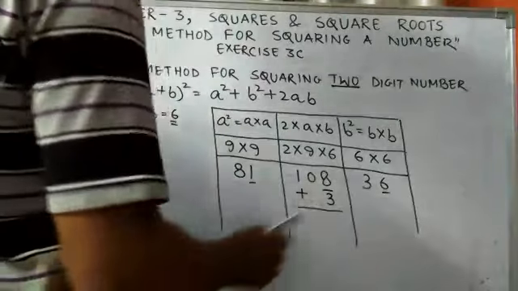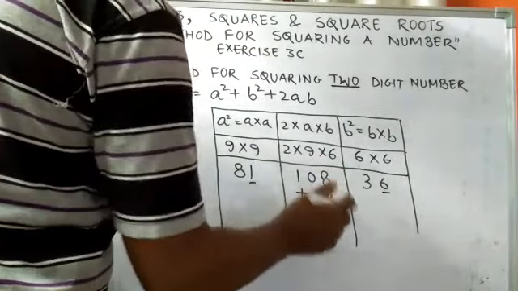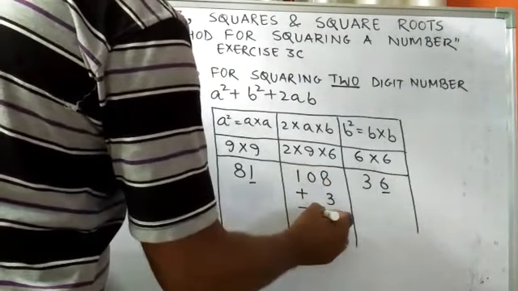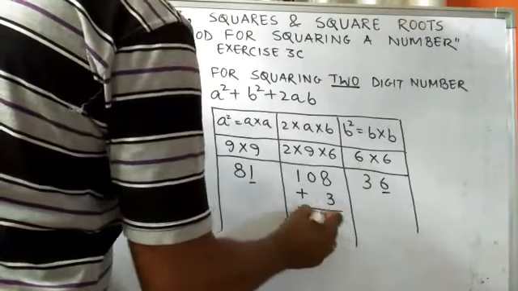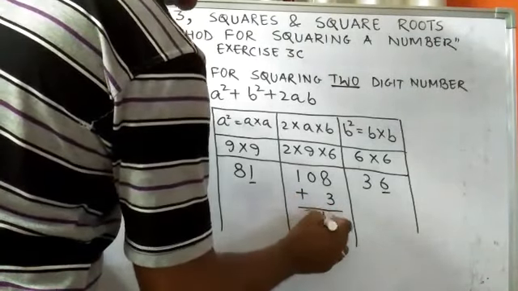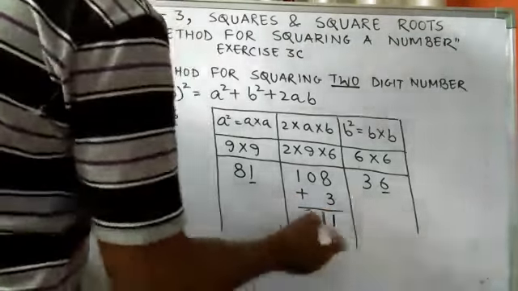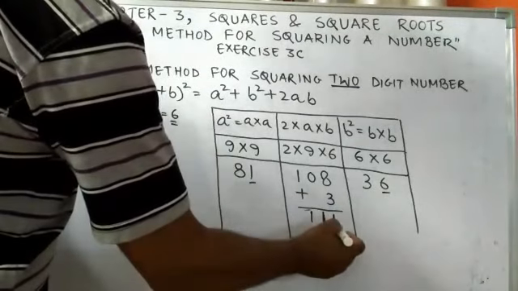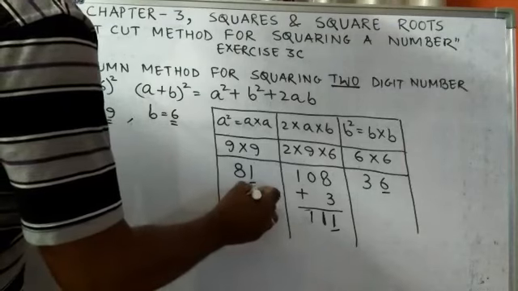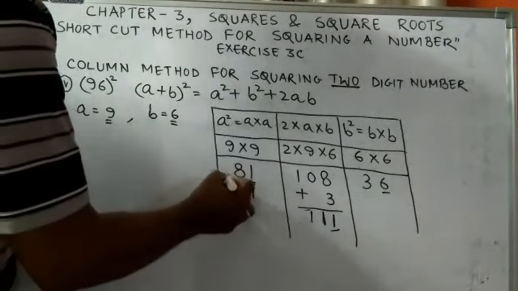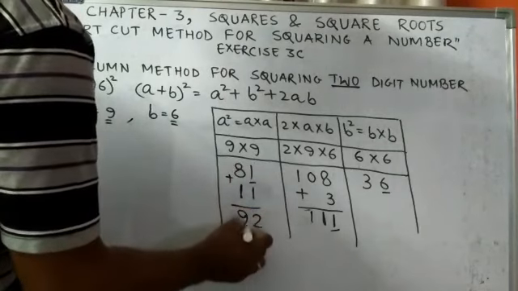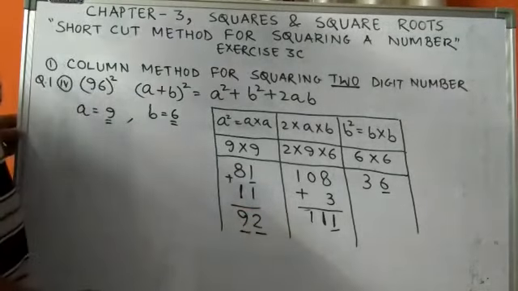Now 8 plus 3, 11, 1 carry. 111 is the sum of 108 and 3. Again 1 is to be underlined, and 11 is to be carried forward to the first column and added. 1 plus 1 is 2, 8 plus 1 is 9. Underline both the numbers.